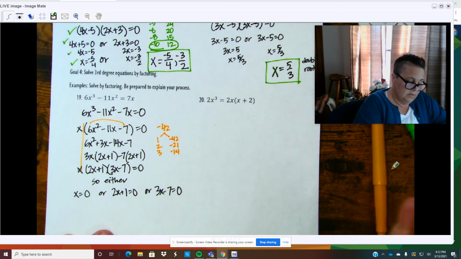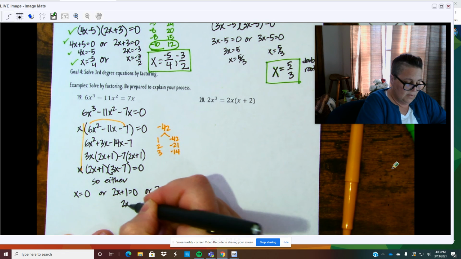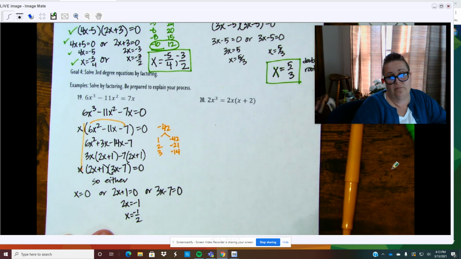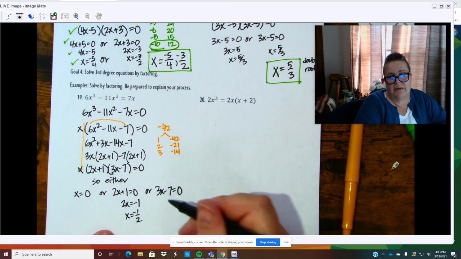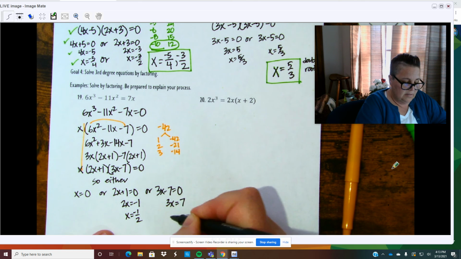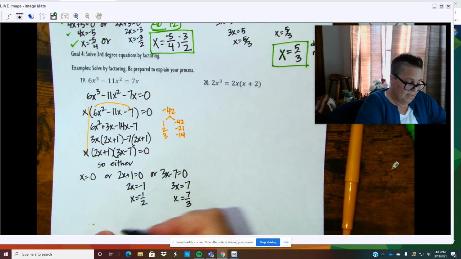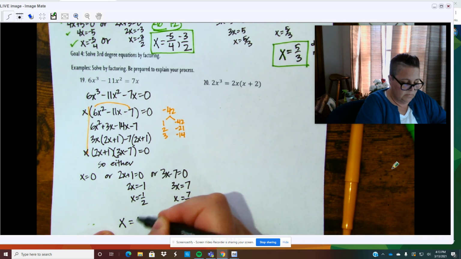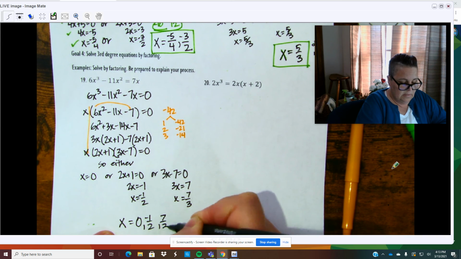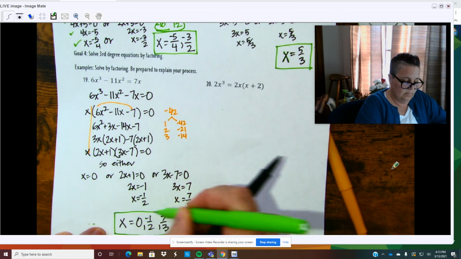If x is equal to 0, that's fine. If 2x plus 1 is equal to 0, then 2x would be a negative 1, and x would be a negative 1/2. If 3x minus 7 is equal to 0, then I add 7 and divide by 3. And so I have 3 solutions here. X could be 0, a negative 1/2, or 7/3. Any one of those 3 is a possible solution.